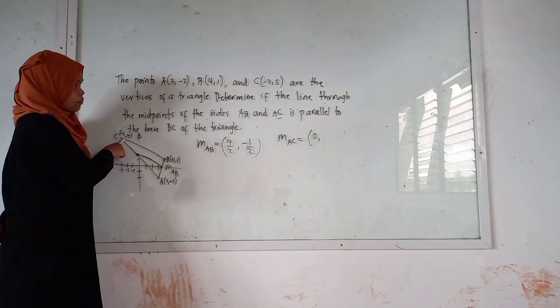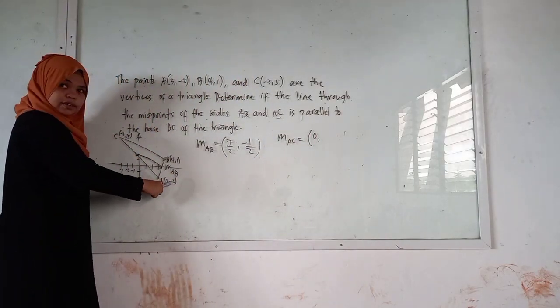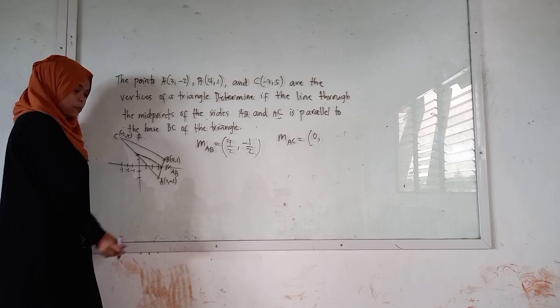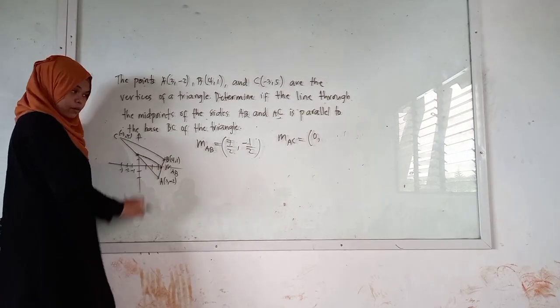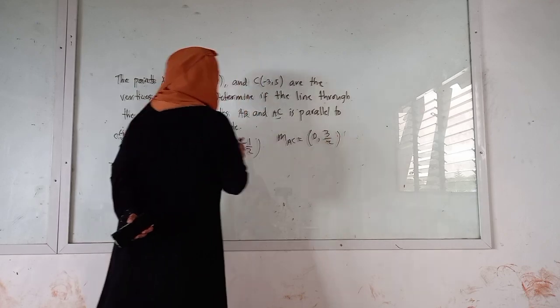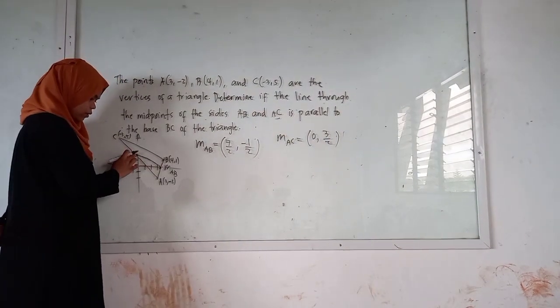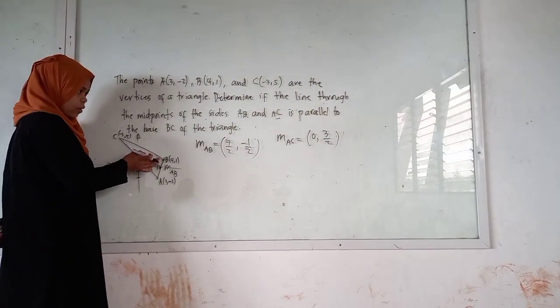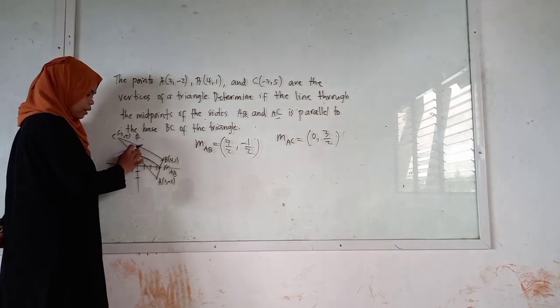So 5 plus negative 2. So that is positive 3, no? Kasi 5 minus 2, that is 3. 3 over 2. So yan yung dalawang midpoint dito. Okay? So how can we show na parallel sila?